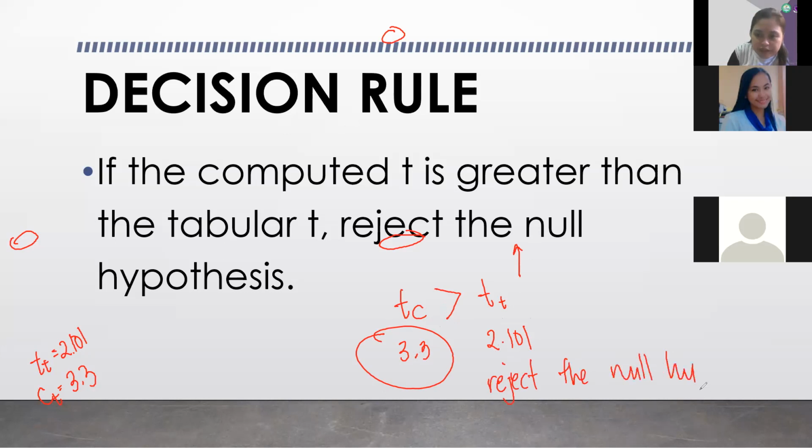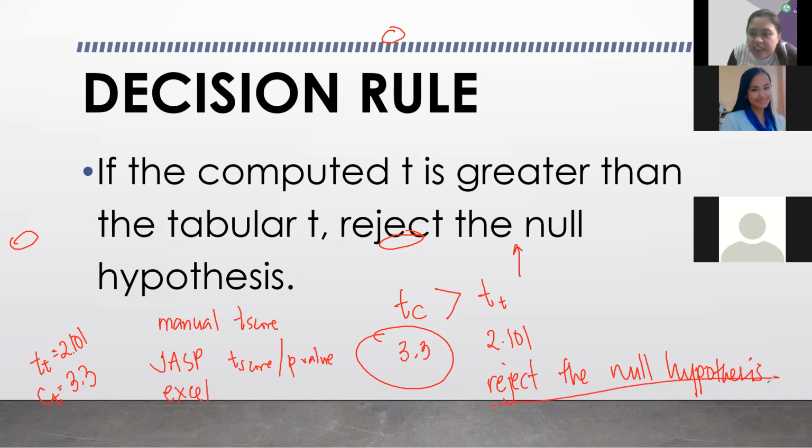Let me correct that. Kasi nagamit ko kanina yung P value. Okay, reject the null hypothesis. So whether manual computation ito of the t-score or gagamit tayo ng JASP. Either we use the T-score also or the p-value. And even sa Excel, pare-parehas sila ng answer. Reject the null hypothesis. May difference yung scores ng students sa experiential and lecture teaching. Okay? So again, may difference sila.